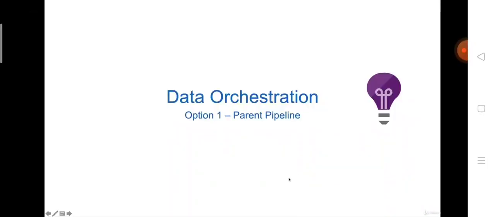Okay, welcome back. In this lesson, we're going to create a parent pipeline which will execute the ingestion and transformation pipelines one after the other for the population data. We'll then create the trigger to execute the pipeline as soon as the file arrives in our Azure storage account. Let's switch over to the Data Factory and get started.